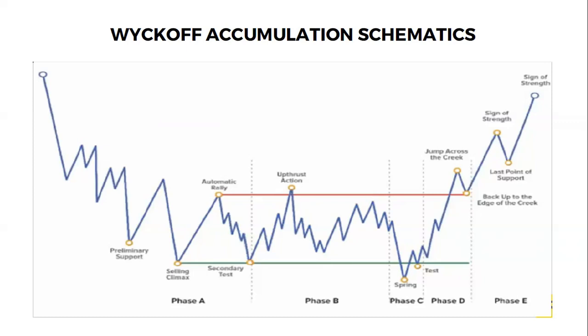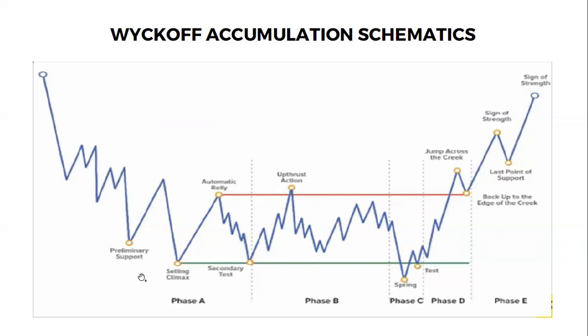So now, as explained, there are 5 phases: phase A, phase B, phase C, phase D, and phase E, right? There are 5 phases, and it starts from phase A right now. So what are the different phases within phase A? What things happen in the market? That's something I'm going to explain one by one.